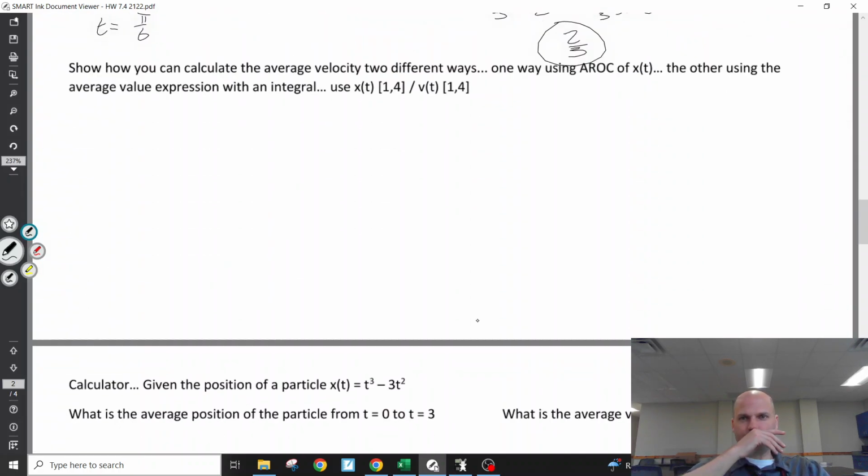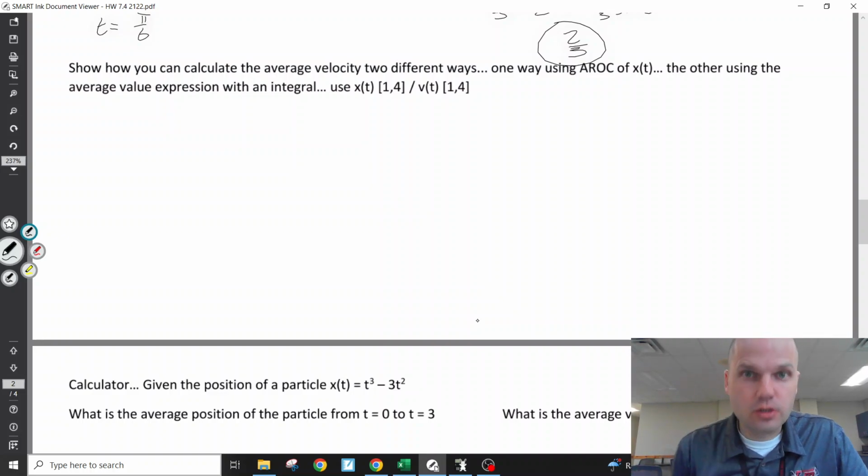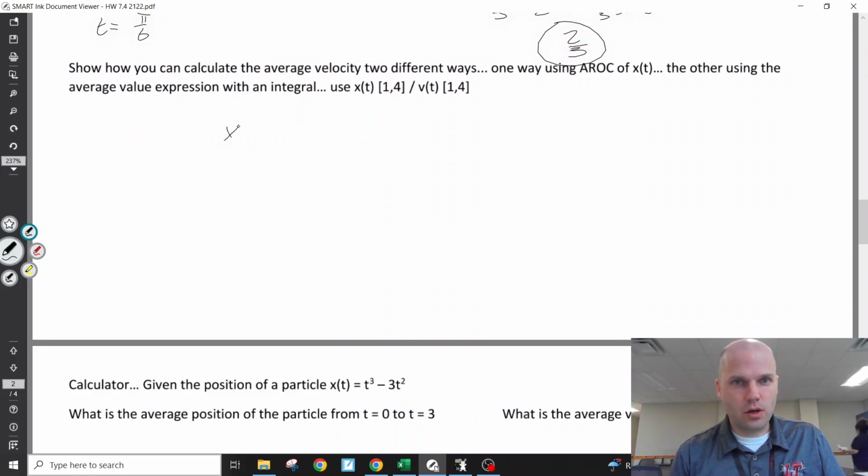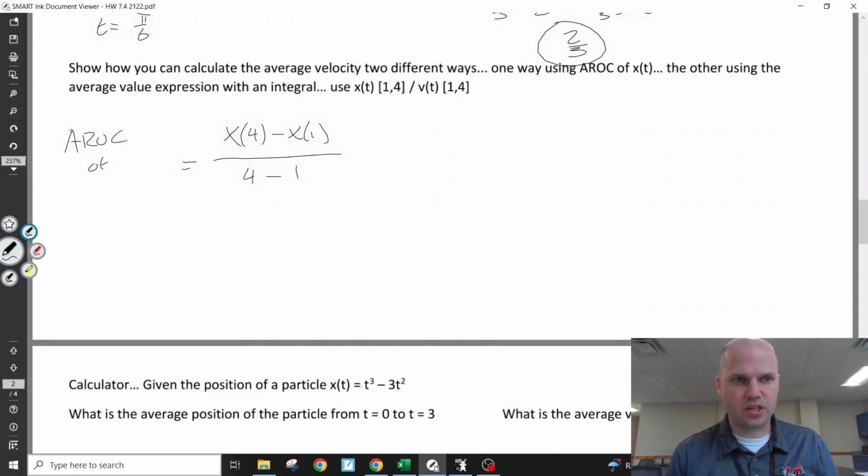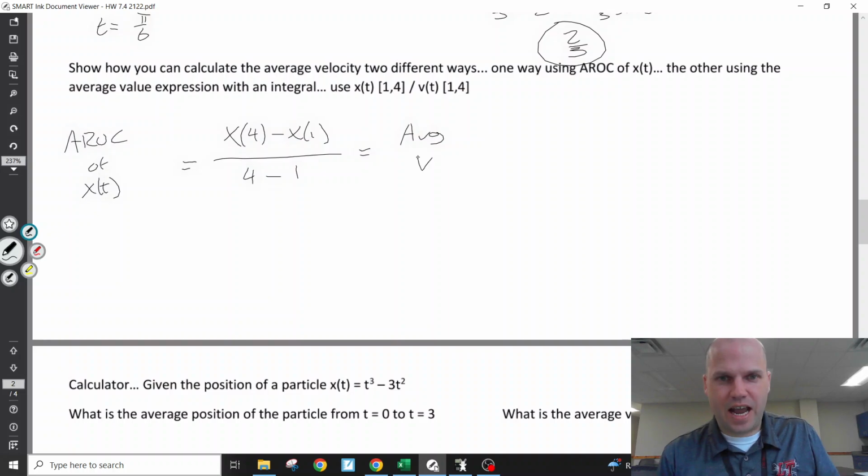All right. Averages. Now things get a little bit tricky. I liked how I introduced it to you guys in the lessons. It started with this. What does this mean? This is the rate of change of position over a time. This is the average rate of change of position. How does position change? Well, we talk about how that means it's the average velocity.